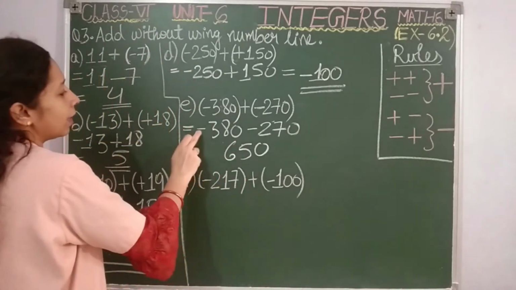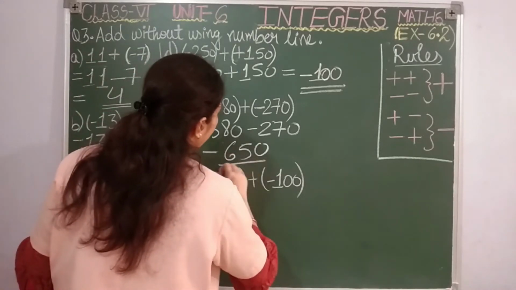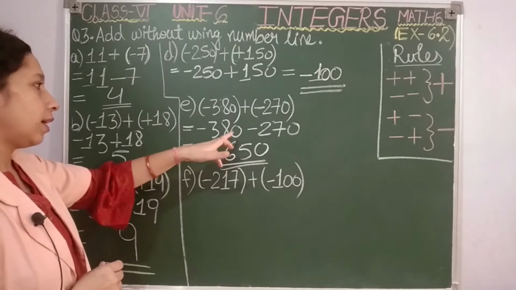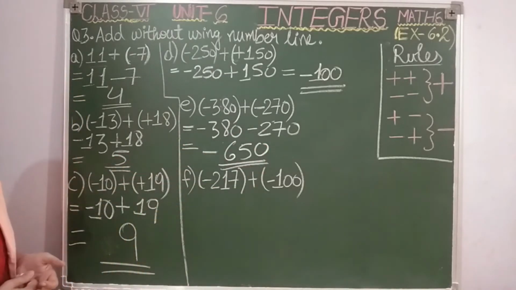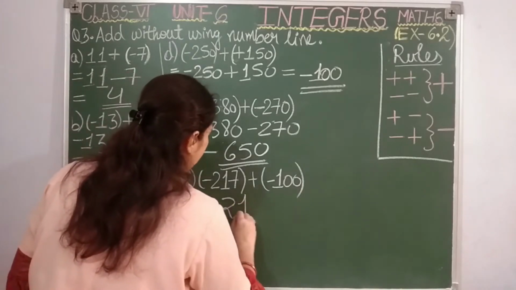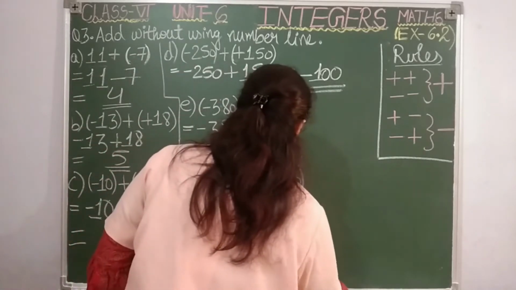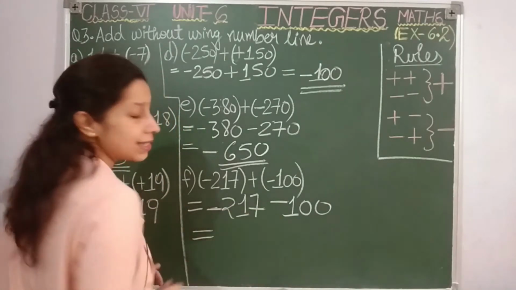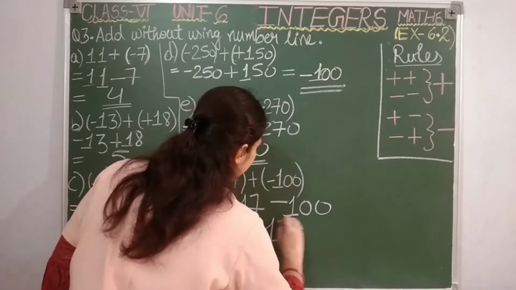6. Now see, 380 is the greatest number with negative sign. In answer also you are going to put negative sign. 300, 400, 500, 580, 600, yeah, minus 650 will be your answer, students. Last point, again same steps. Take the values out of the bracket. Minus 217 यहाँ पे plus minus minus 100, then minus minus plus, so minus 317 will be my answer, students.